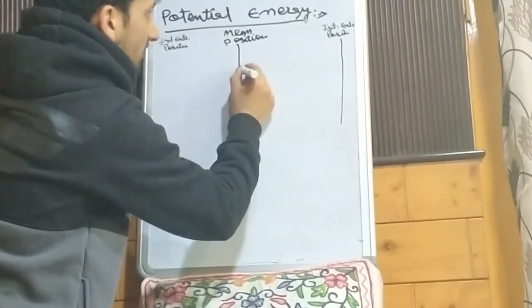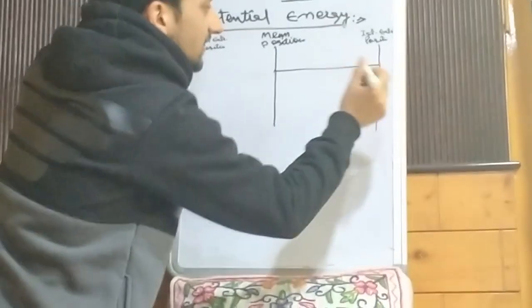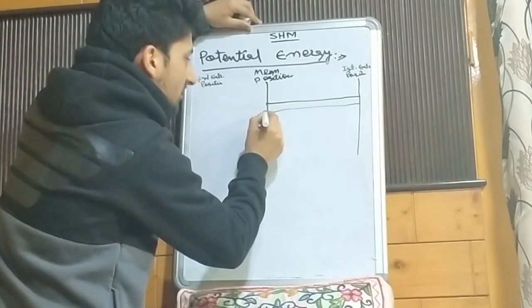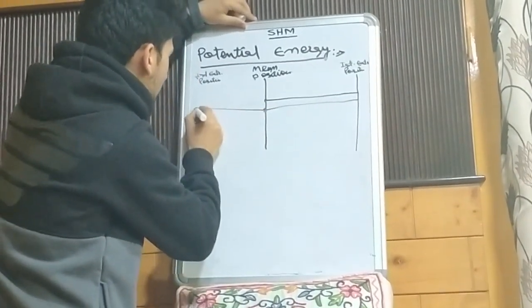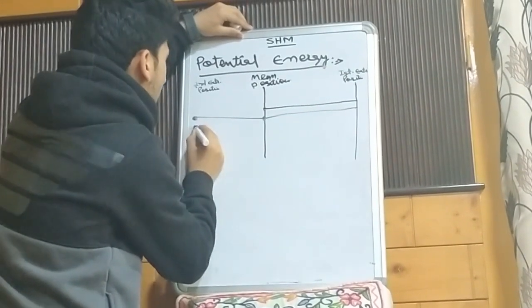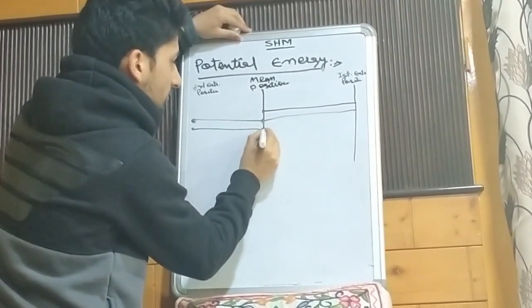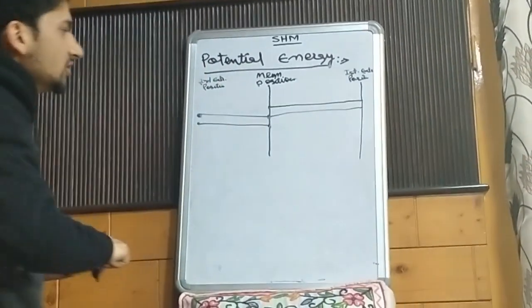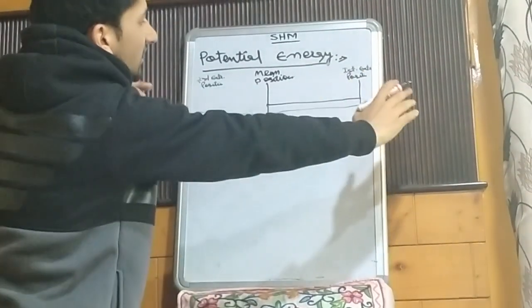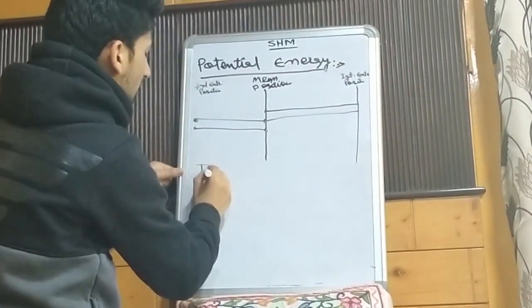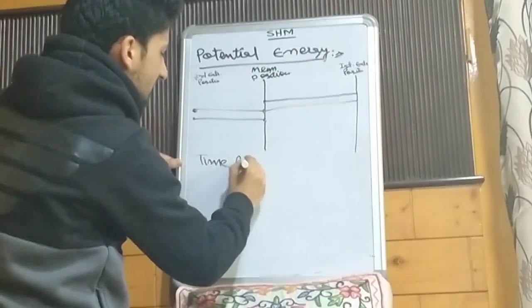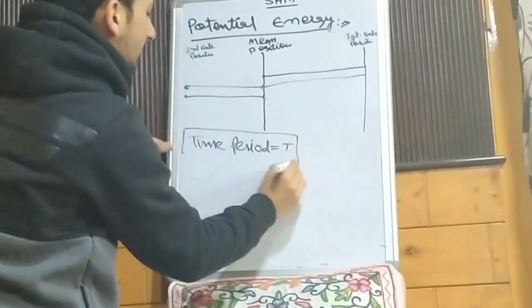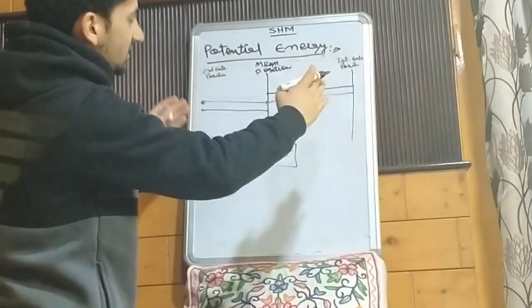From the mean position it goes to the first extreme position. From this extreme position it comes back to the mean position, and from this mean position it goes to the other extreme position, and from this extreme position it finally comes back to the mean position, and in this whole process only one oscillation is completed. So the time taken for this whole oscillation is what we call the time period, and this time period is denoted by T. So T is the time period taken for this complete oscillation.